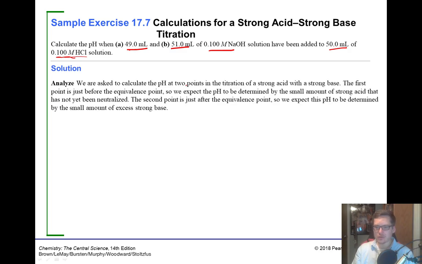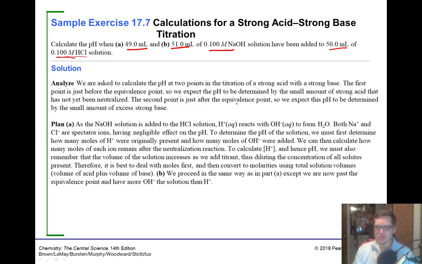So they're going to walk through this. It says we have to calculate the pH at 2 points. The first point is just before the equivalence point, so we expect the pH to be determined by a small amount of strong acid that is not yet neutralized. The second point is just after the equivalence point, so we expect this pH to be determined by a small amount of excess strong base. All right, pretty much exactly what we said.